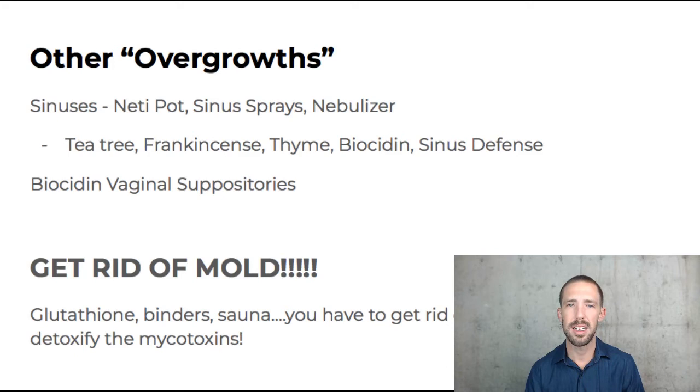You could also use a lot of sinus sprays that have herbal preparations, different things designed to keep these overgrowths at bay. You could also nebulize things like essential oils. There's a lot of stuff that you can nebulize to get up into that area, oral or sinuses. Tea tree, frankincense, thyme. You could put biocide in a neti pot. I've done that before. Sinus Defense is a great product from EC3 from Dr. Don Dennis. And then, like I mentioned, the biocide and the vaginal suppositories, depending on where the overgrowth is.